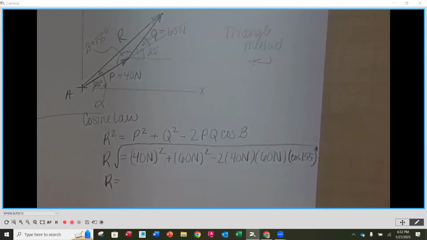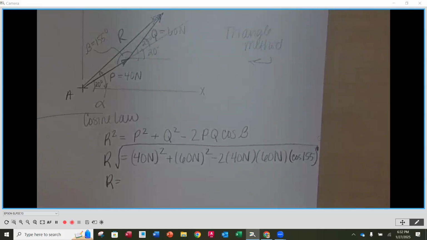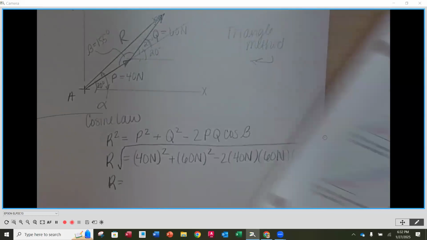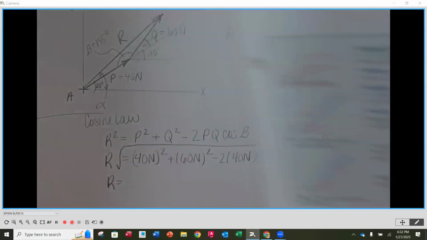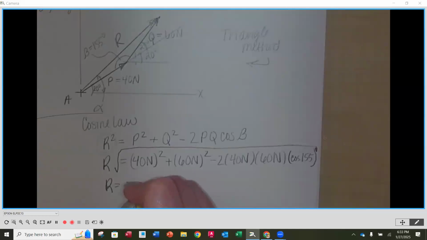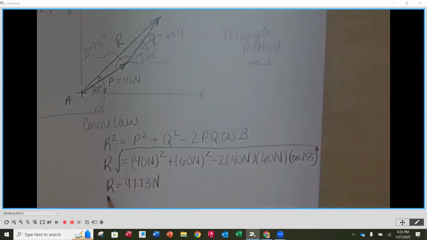Sorry, did you say 97.7? Yep, 97.73. Yeah. So if you look underneath, there's the resultant right there. You should get that number, 97.73. And that would be newtons, because everything underneath here would be newtons squared. And then we take the square root and it's going to be newtons.